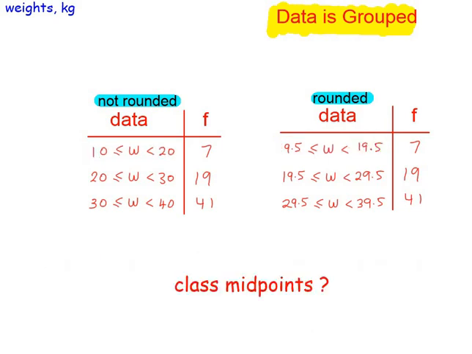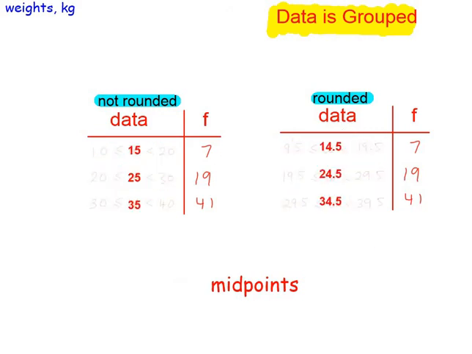Moving on to class midpoints. So the midpoint here would be 10 plus 20 divided by 2. Here it would be 9.5 plus 19.5 divided by 2. Again, I'm using the lower class boundary and upper class boundary to calculate midpoint. So these are the actual midpoints.